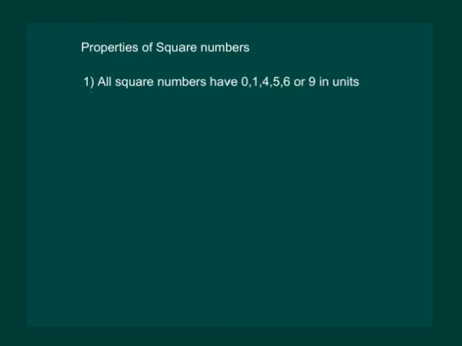Let us start with the properties of square numbers. The first property states that all square numbers have 0 or 1 or 4 or 5 or 6 or 9 in the units place. That means a square number can never have 2, 3, 7 or 8 in units place.